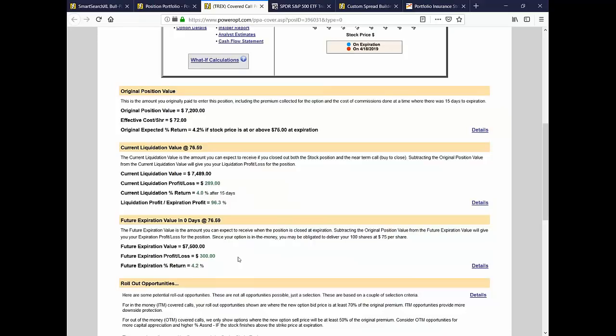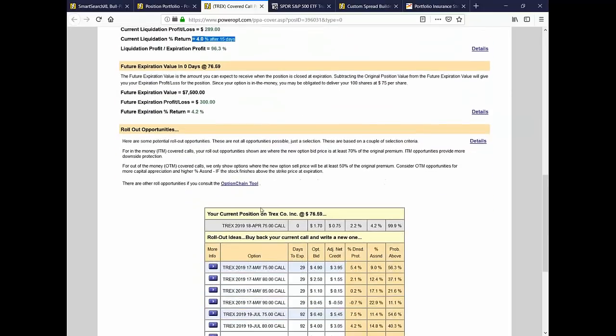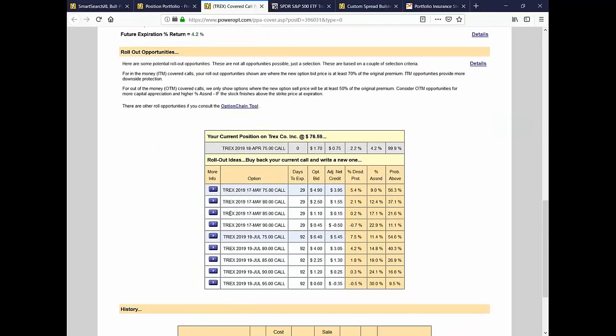And then down below, I want to keep this in mind. I'm making 4.2% if I leave it open till 4 p.m. today and a 4% return if I liquidate right now. But you want to hang on to the stock. So you scroll down and you see the potential rollout opportunities for your position.